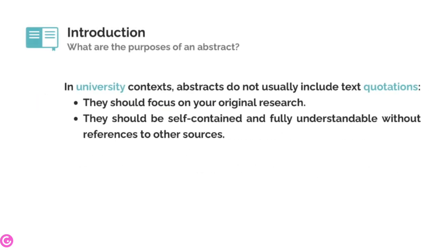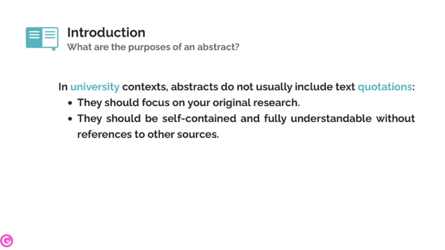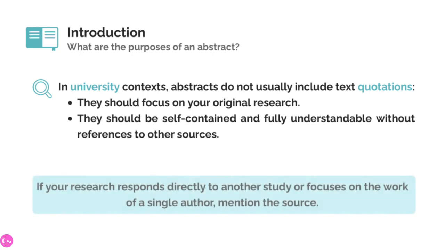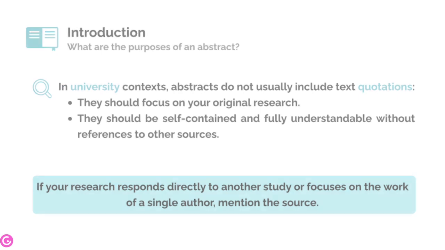In university contexts, abstracts do not usually include text quotations. There are two reasons for this. First, the abstract should focus on your original research, not on the work of others. Second, the abstract should be self-contained and fully understandable without references to other sources. There are some circumstances where you might need to mention other sources in an abstract. For example, if your research responds directly to another study or focuses on the work of a single author.